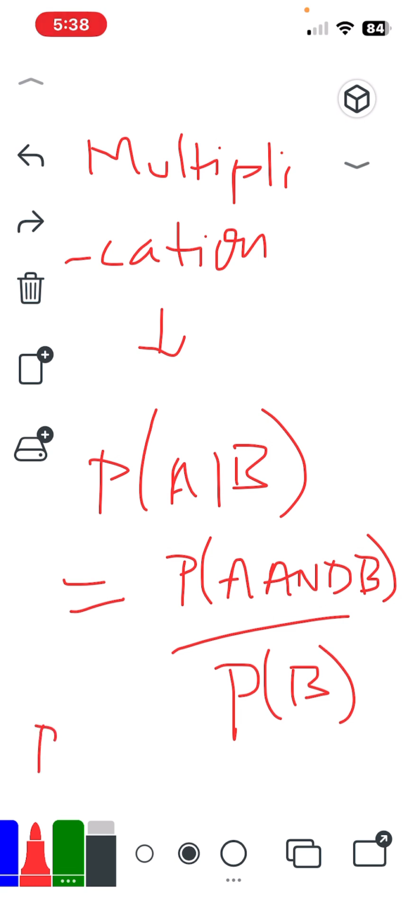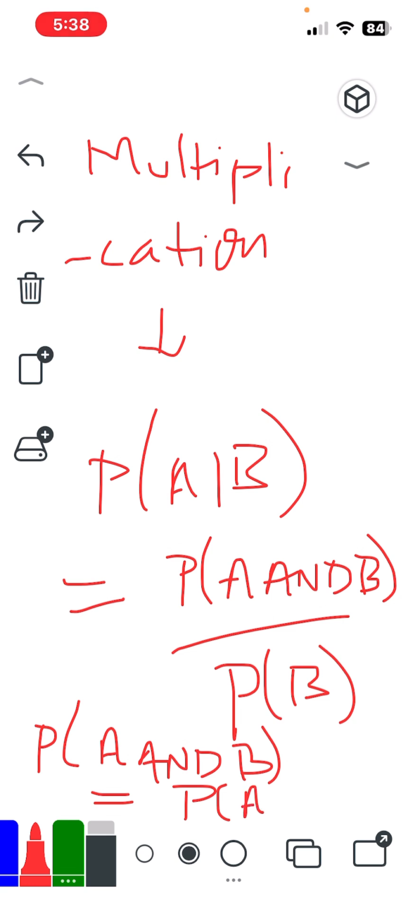out for P(A and B), this will be equal to P(A|B) times P(B). All right, so this is how you figure this one out.